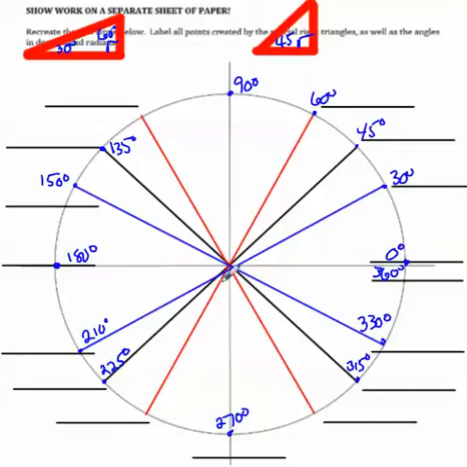And then all of the red angles are in the 60 degree family. So 60 degrees here, 60 less than 180 is 120 degrees. 60 degrees more than 180 is 240 degrees. And 60 degrees less than 360 is 300 degrees.